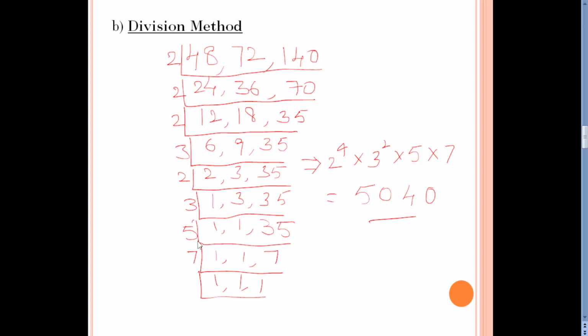So in this way, we continuously divide these numbers and finally whenever we get 1, 1, 1 in the last row, we stop this process. After that, we should multiply all these prime numbers. Here we have got four 2s, two 3s, 5, 7. So 2 power 4 multiplied by 3 square multiplied by 5 multiplied by 7. So finally what is the answer? 5040. It is the LCM of 48, 72 and 140.